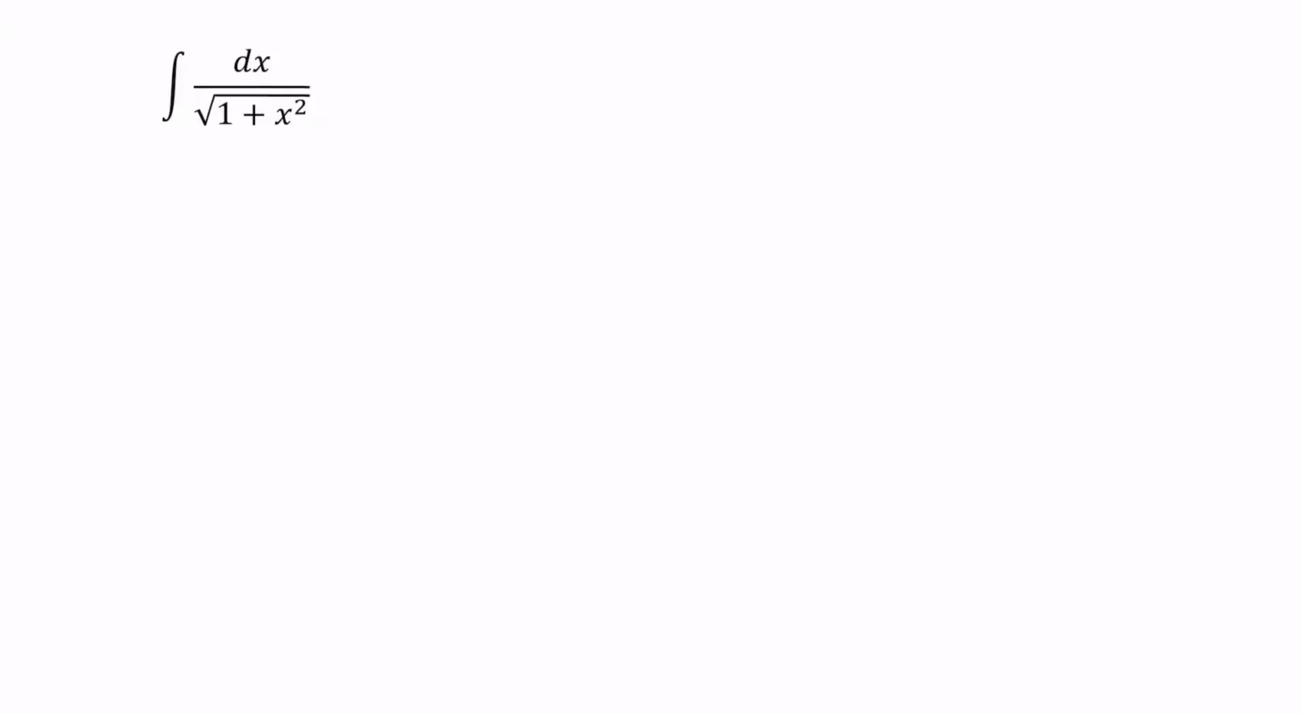Welcome. In this video, we're integrating 1 over the square root of 1 plus x squared. This integral is of the form root a squared plus x squared, so we're going to use the substitution of x equals a tangent of theta. In our case, a equals 1, so x just equals tangent theta, which means x squared is equal to tangent squared theta, and dx is equal to secant squared theta d theta.